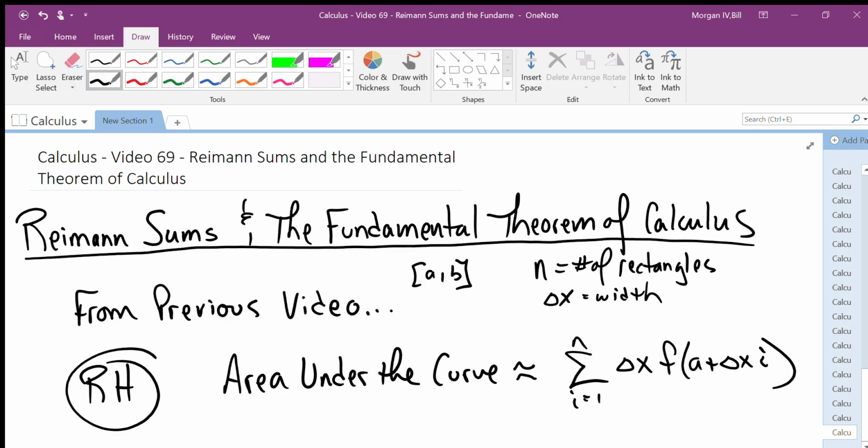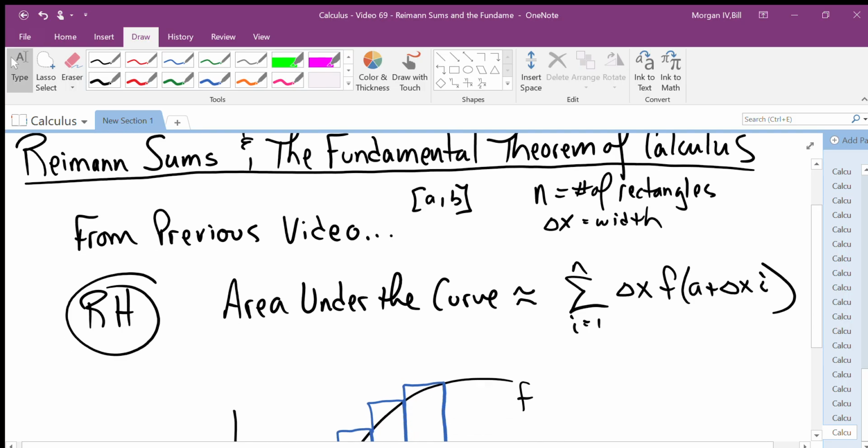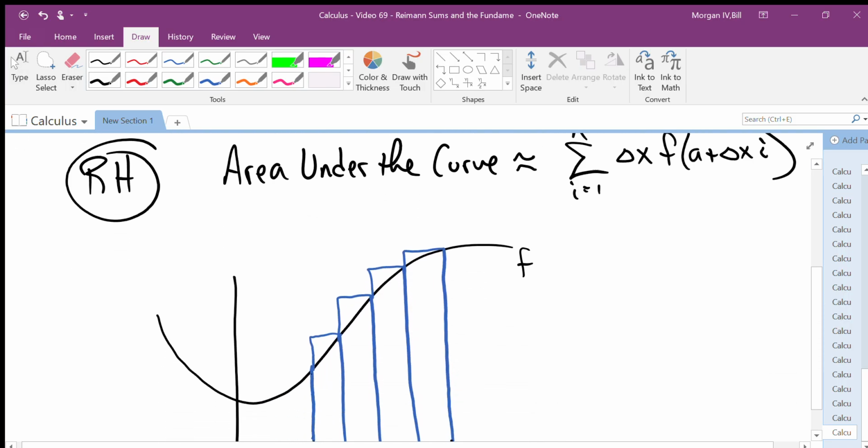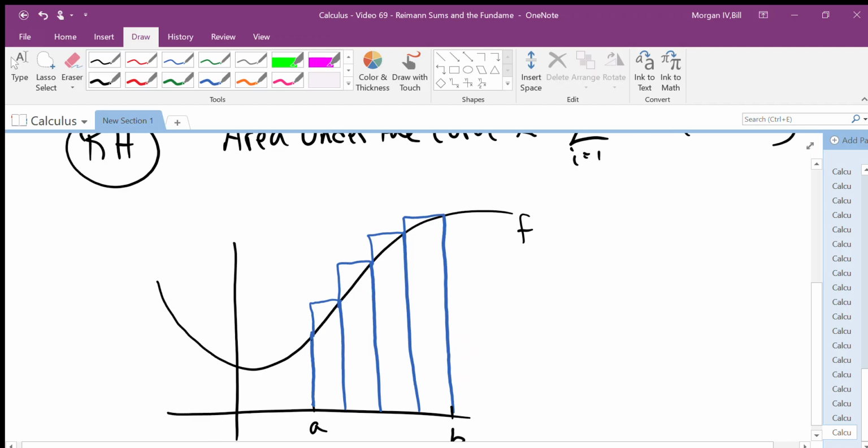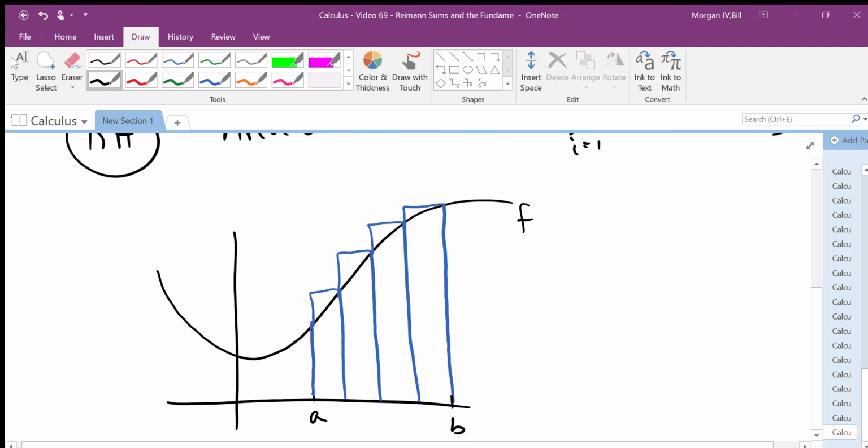Okay, so big video here. Let's start with a picture. Under the curve, I've drawn a function f, and I have my interval from a to b, and I've chosen to use 4 rectangles just because it's easy to draw. Here I have the right-hand method. Notice that the height of every rectangle is given by the point on the right side, the rightmost point of every rectangle.